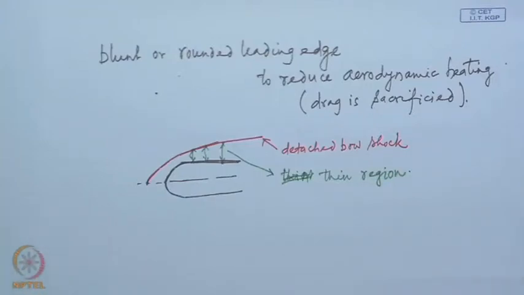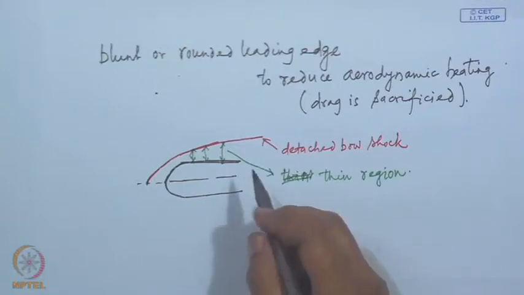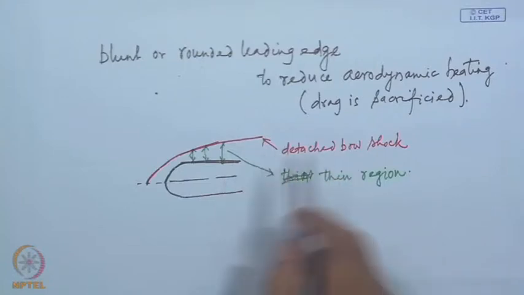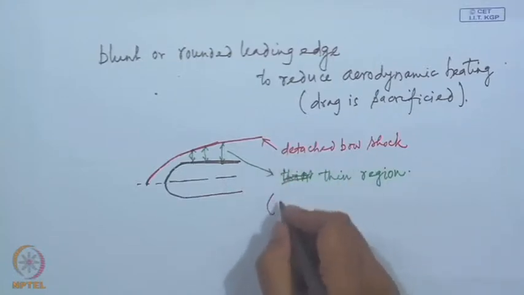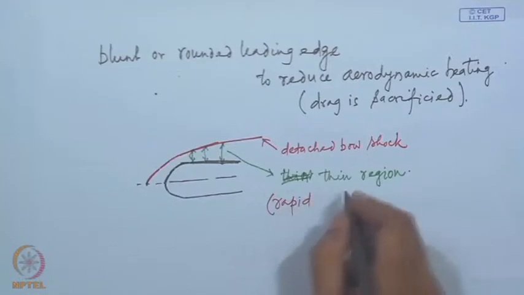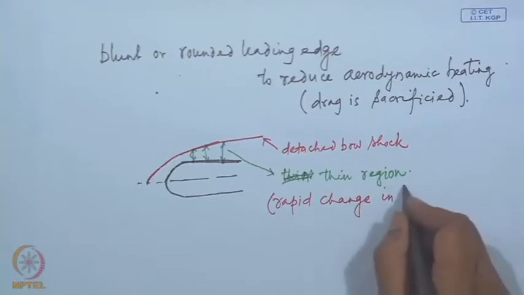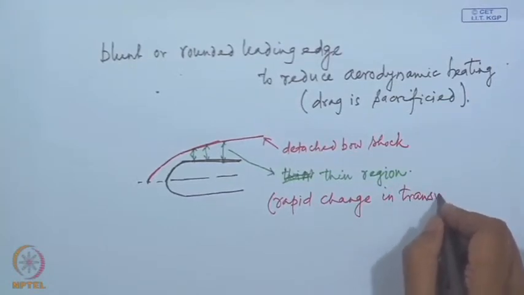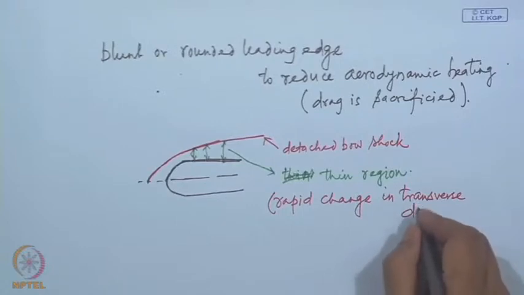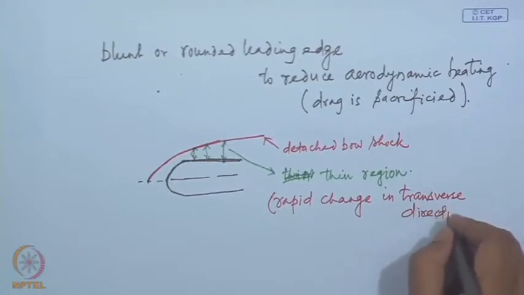So, you see, whether we have a blunt nosed body or a sharp nosed body, that is, whether we have a detached bow shock or an attached oblique shock, in the case of a hypersonic flow the shock is always very close to the body surface, giving rise to a very thin region in which the flow changes rapidly. So, here also rapid change in the transverse direction.